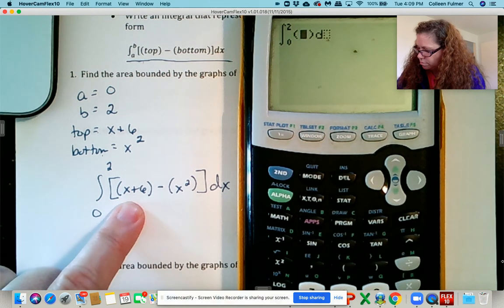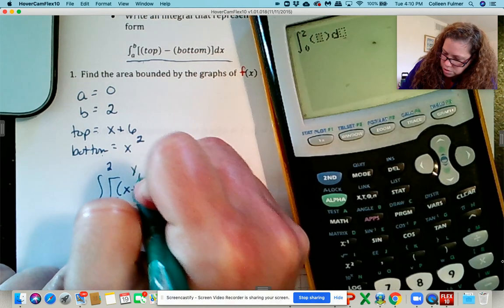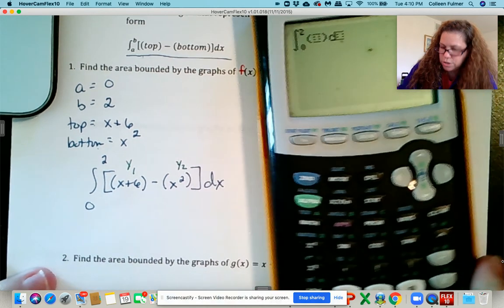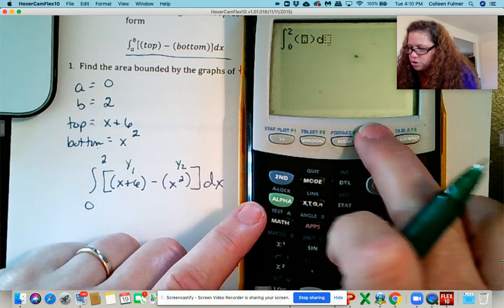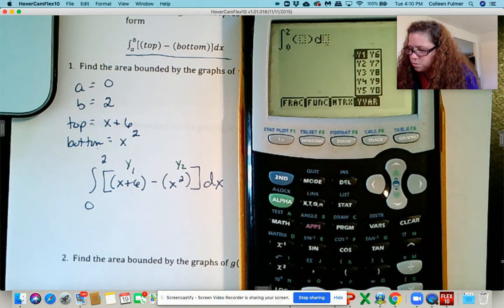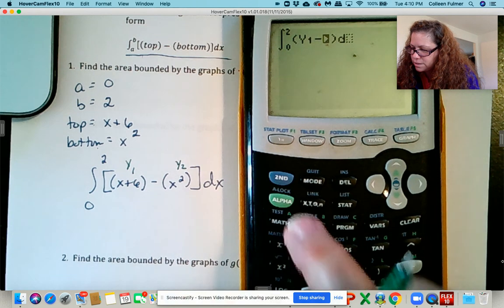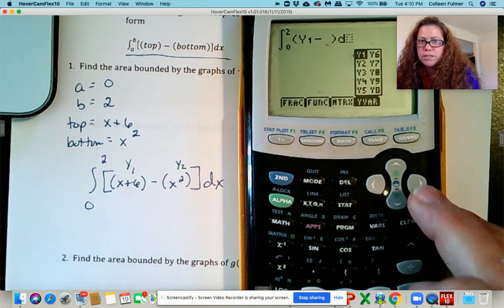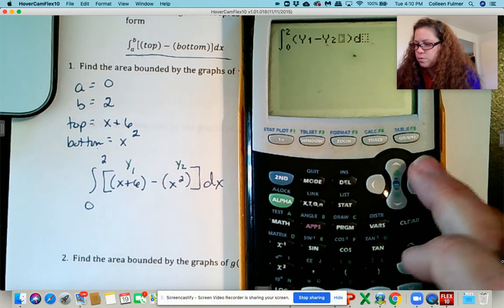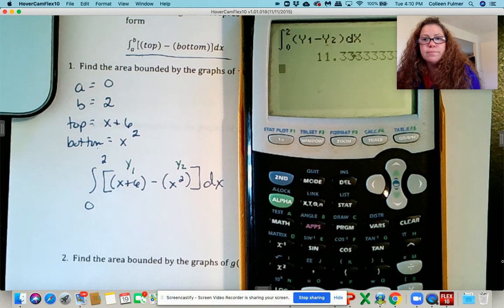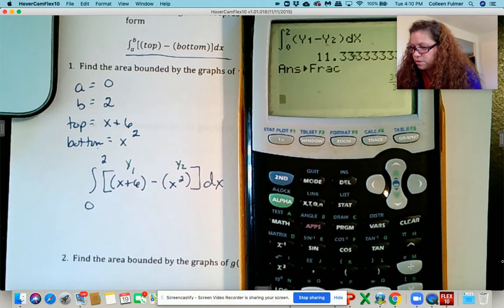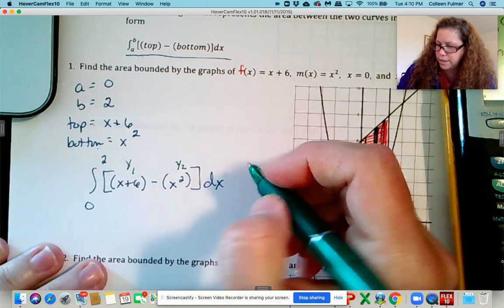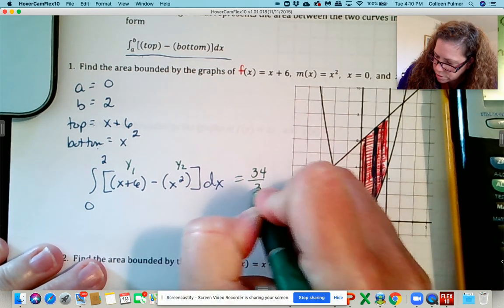And then we're going to do what? Remember, I can actually label this. This was typed in y1 and this was typed into y2. We're going to do alpha trace y1 minus alpha trace y2 dx. And we find that that is 11 and a third. So what is that? That's 34 thirds. I like improper fractions. 34 thirds.